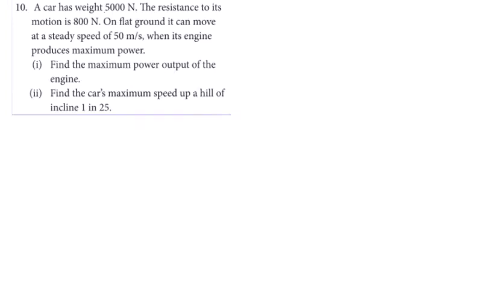Question 10. A car has weight 5,000 newtons, resistance to motion 800 newtons. On flat ground, it can move at a steady speed of 50. When its engine produces maximum power, find the max power output of the engine.